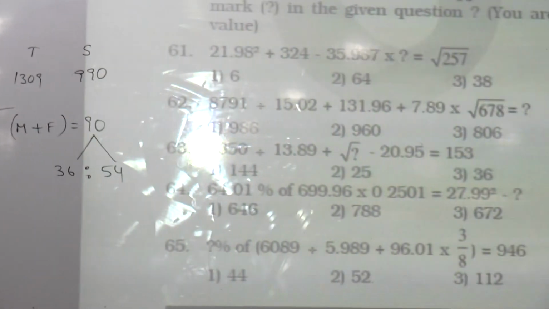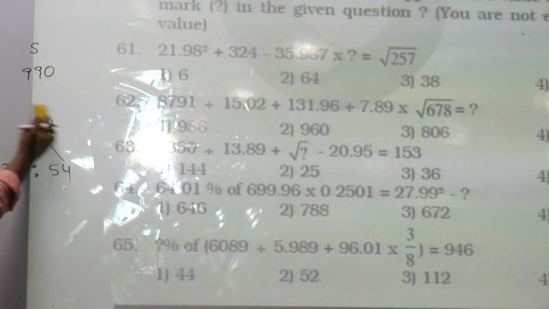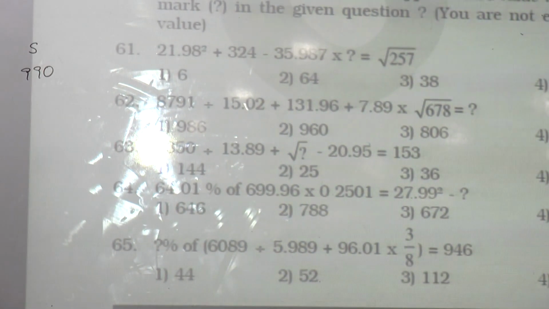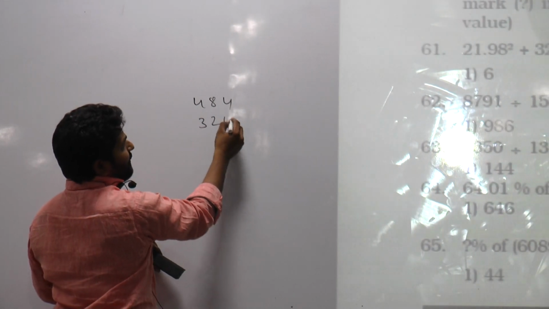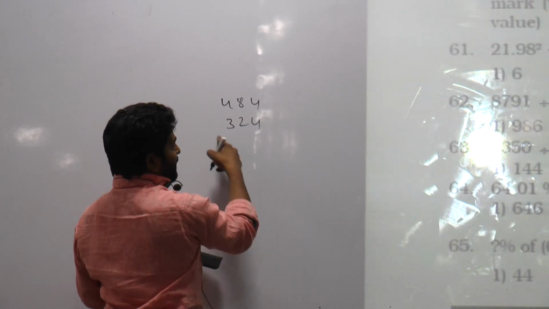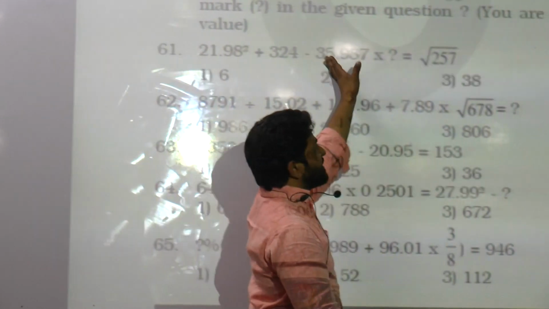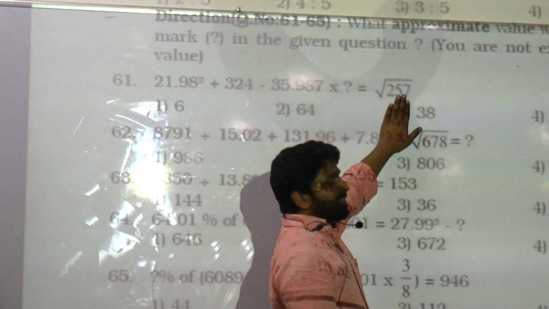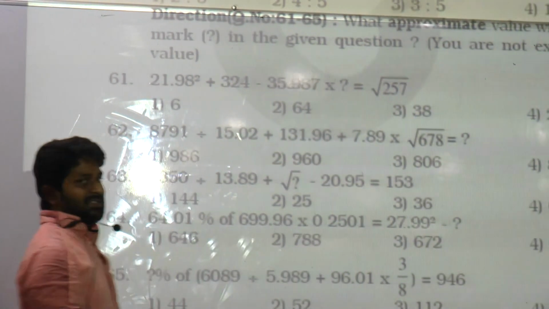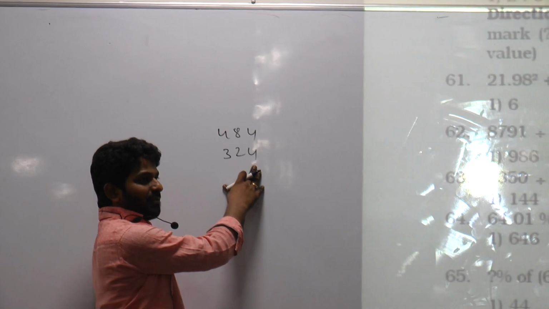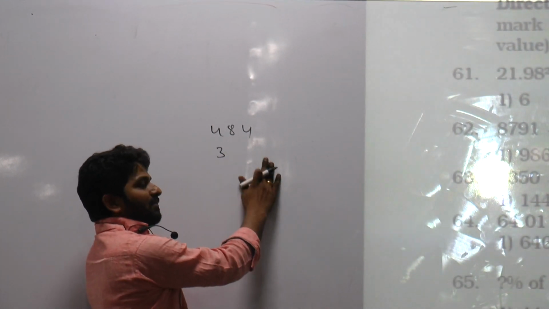61 into 22 square. Approximate is not expected. 480, 484, 324. From this you need to subtract something. Take this value to the right hand side, that becomes positive, and take this to the left hand side. Under root 256 is 16. So from this you need to subtract 16.